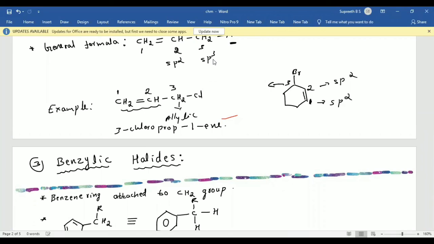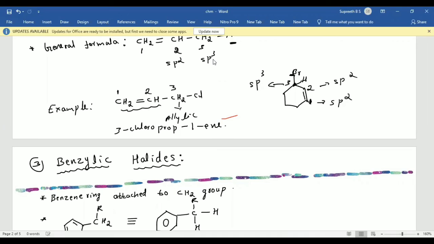1 sigma bond, 2 sigma bond, third sigma bond from the halogen atom, fourth sigma bond, one more hydrogen atom is there. Okay, 4 sigma bonds. So third carbon atom is sp3 hybridized, right? So the halogen atom is attached to an sp3 hybridized carbon atom, that is adjacent to the carbon-carbon double bond. Yes or no? Bromine is the halogen atom.